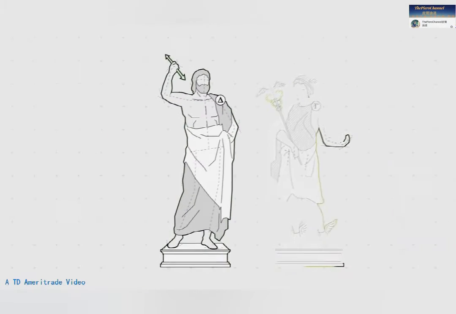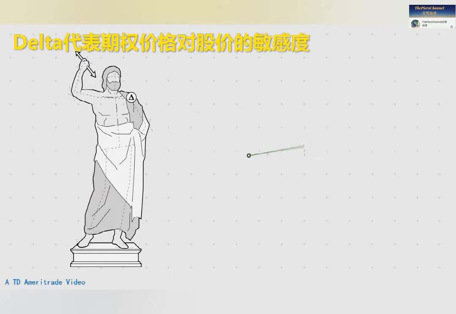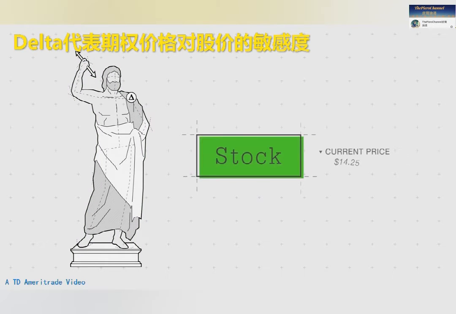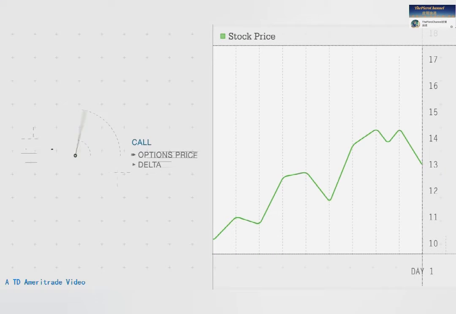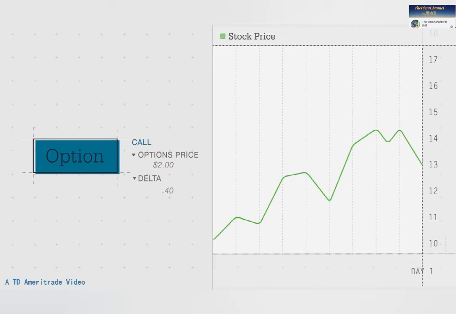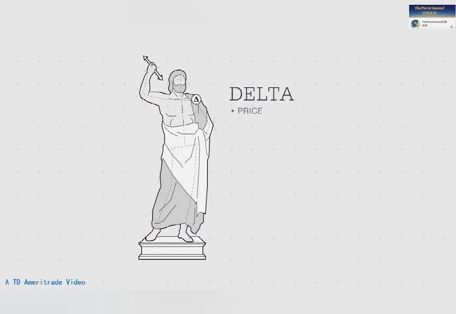We'll start with Delta. Like Zeus, Delta is the ruler over all the other options Greeks, as it often has the biggest impact on an option's value. Delta's domain is price. It identifies how much the option's premium may change if the underlying price changes $1. This means that an option with a delta of 0.40 would be expected to increase by 40 cents if the underlying rose $1.